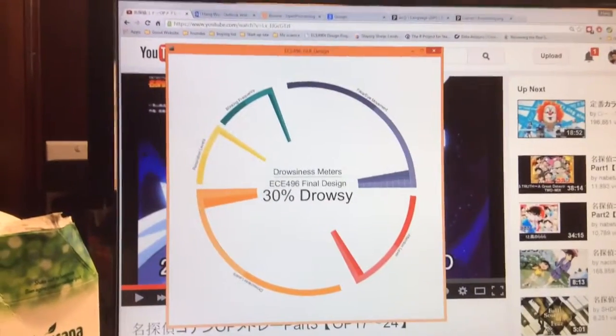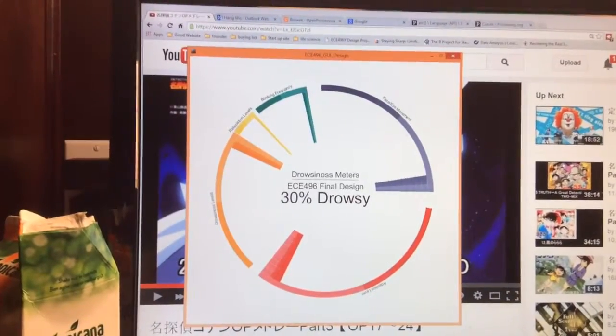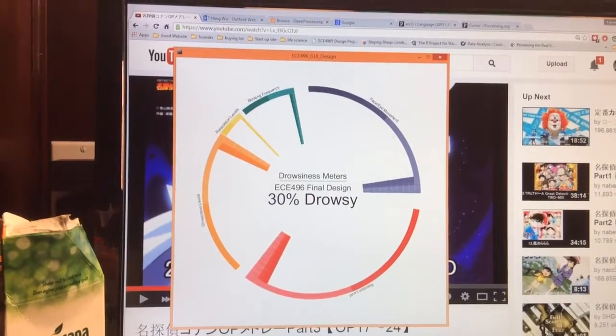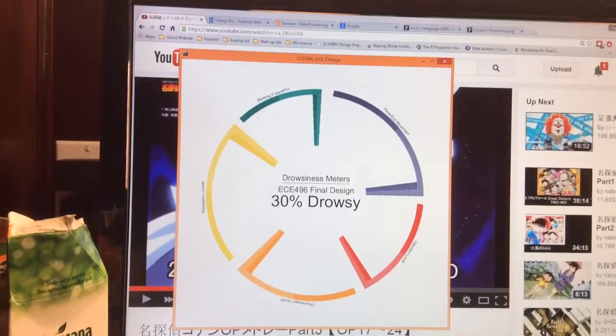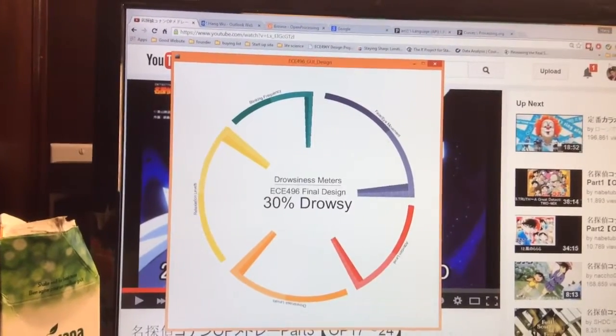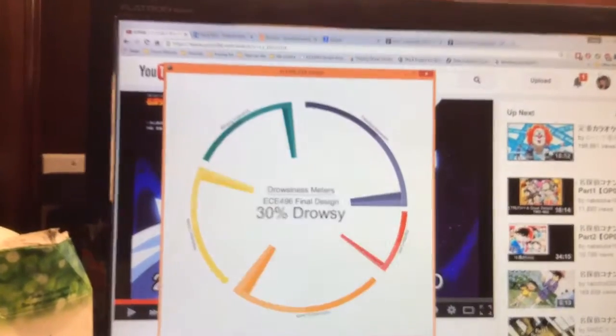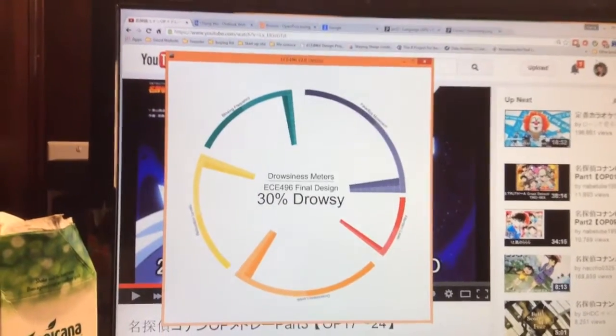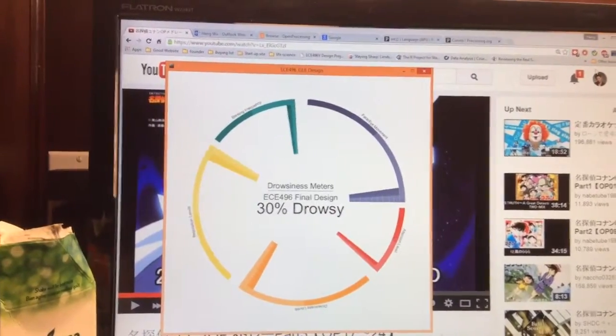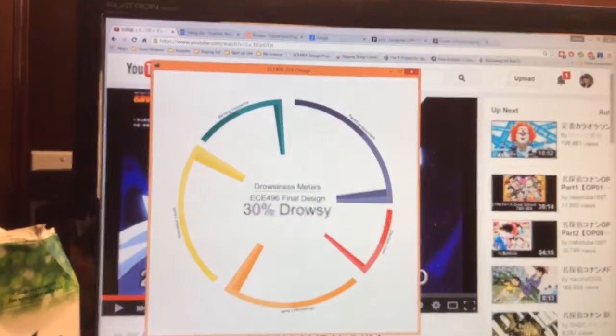This GUI is really good because even if the person is not concentrated, you will actually know how much percentage of his drowsiness is based on the color, simply based on the color that's being filled inside the circle. And the more color filled means that the more drowsy it is.